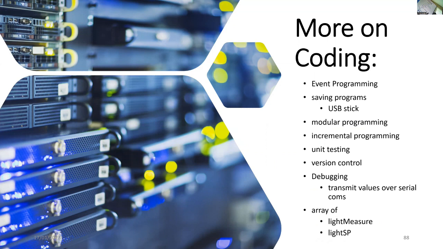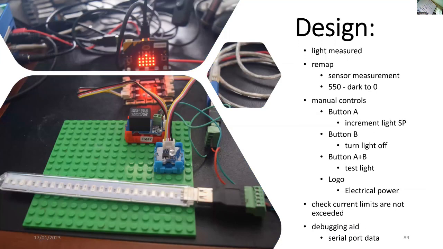And a little bit more, we'll be looking at how we can debug our program using the serial communications, and we'll be transmitting the values, not only for debugging, but we can route those values to Microsoft Excel to analyze our data. And we'll be using an array to achieve that, which will have both the measured and the set points for light.